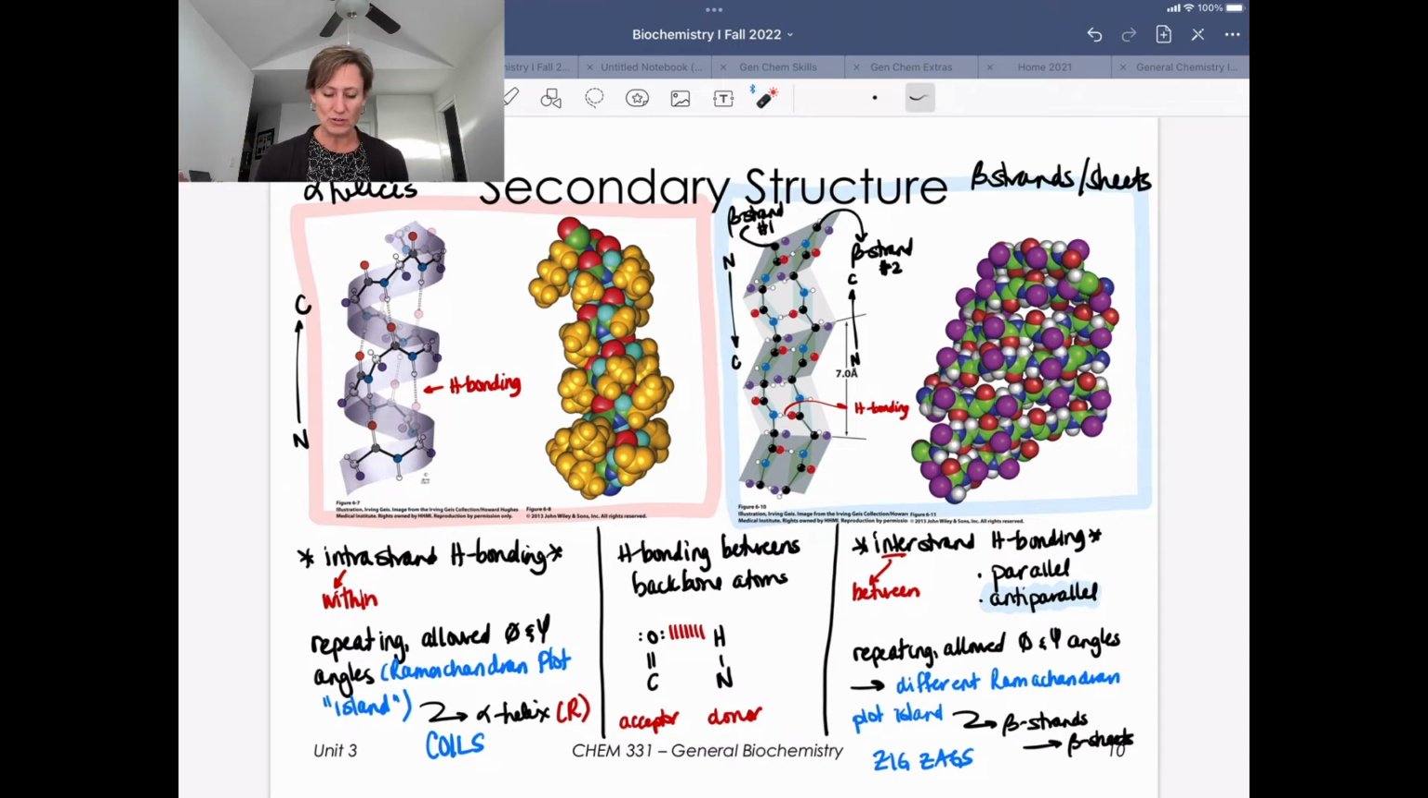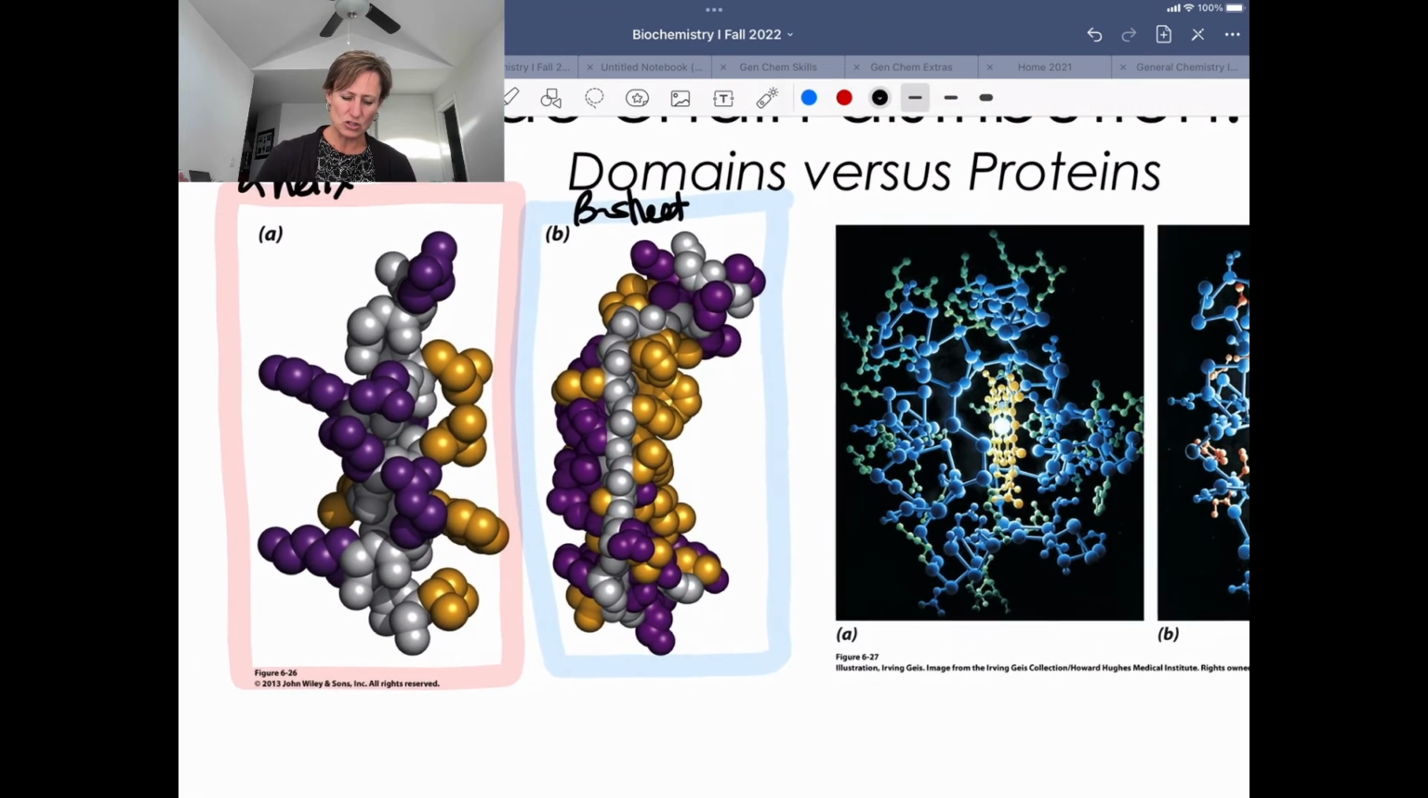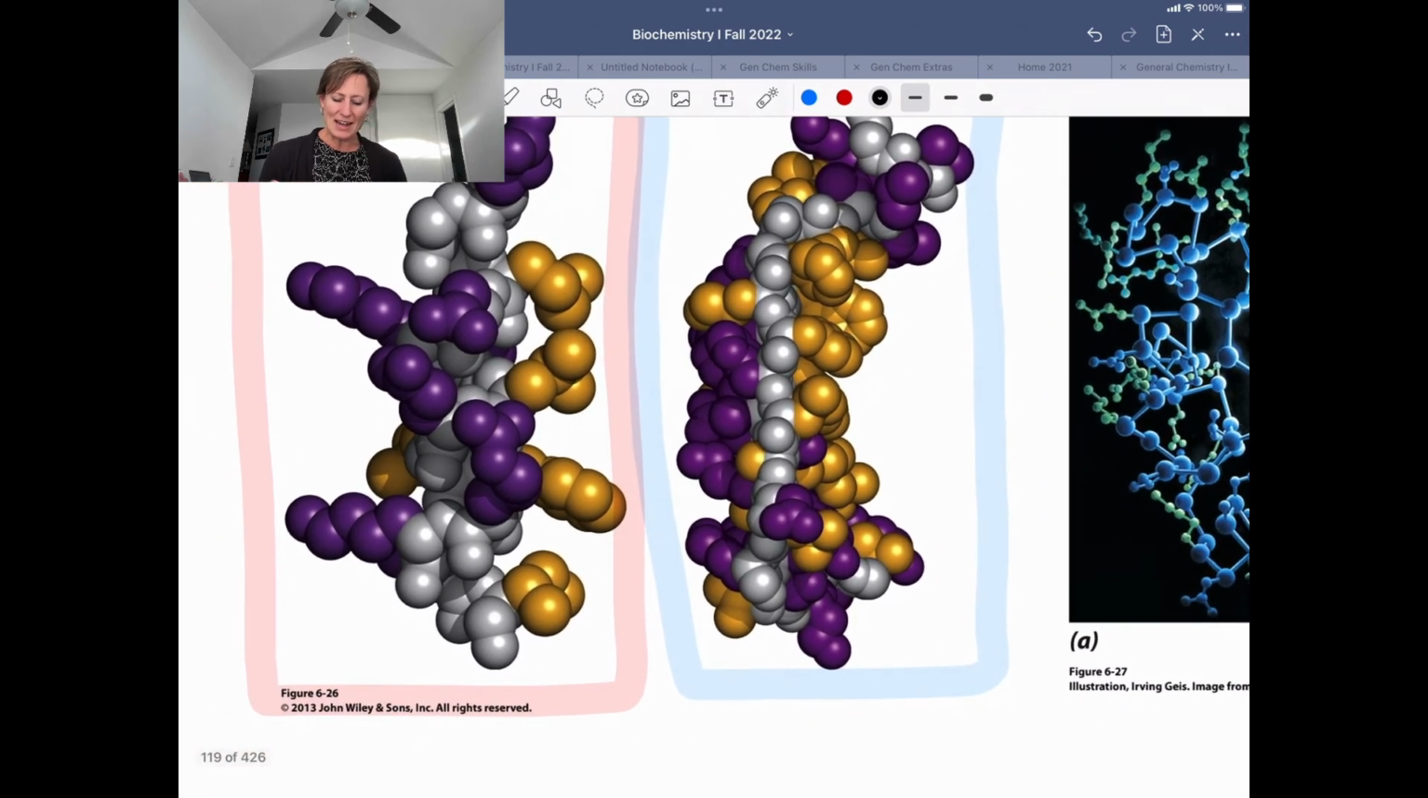So space-filling models often are a way to make sure that we recognize that, but they're complicated because they're really dense and they're really busy, so sometimes it's hard to see the pieces that we want to be able to see. So let's flip back to these space-filling models to talk about side chain distribution. So side chain distribution for alpha helices. Okay, so I'm going to zoom in here. We've got two different structures.